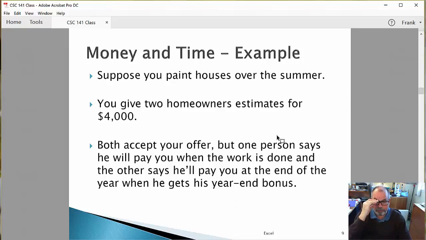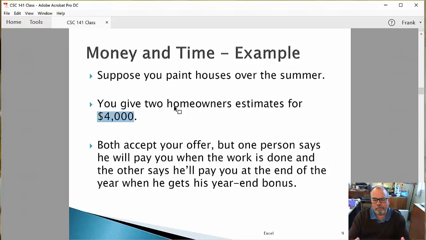Just another example to try and bring home the effect of time. Suppose you have a college summer job of painting houses over the summer, and you give two homeowners at the beginning of the summer estimates for $4,000 each to paint their houses. They're similar houses. The jobs are about the same size. So you tell each homeowner it would be $4,000 to paint your home. Both homeowners accept your offer, but one person says, I'll pay you as soon as the job is done. And the other one says, I don't have the money yet, but I'll pay you in December when I get my year-end bonus from my job.